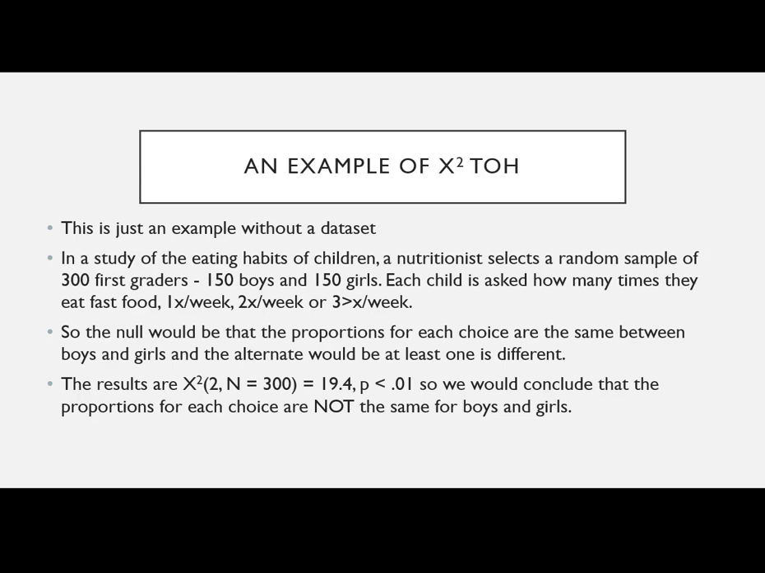So the null would be that the proportions for each choice are the same between boys and girls, and the alternate would be that at least one is different. We do the statistics and we find that they are different, so we report out our statistics and we would conclude that the proportions for each choice are not the same for boys and girls. Okay.